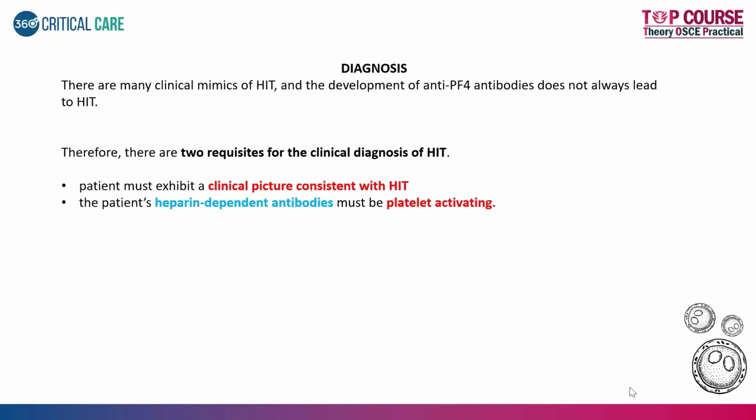Coming to the diagnosis, there are two prerequisites required for diagnosis of HIT. One, the patient must exhibit a clinical picture consistent with HITT. Along with this, the patient should have heparin-dependent antibodies, and those antibodies must be platelet activating. Sometimes they might have drug reactions, so that should not always be attributed to HIT. It should be platelet activating, so much so that this causes some amount of thrombosis or an immune inflammatory reaction. This is when we come to a diagnosis that this patient has developed HITT.